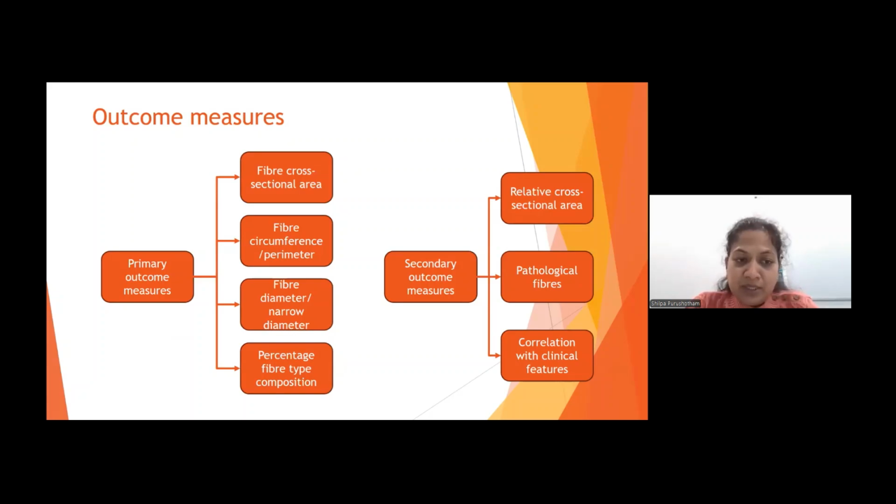For outcome measures, we primarily had 4 outcome measures, that is to measure fiber cross-section area, fiber perimeter, fiber diameter, and percentage fiber type composition. For secondary outcome measures, we had relative cross-section area, pathological fibers, and we examined the correlations with clinical features.